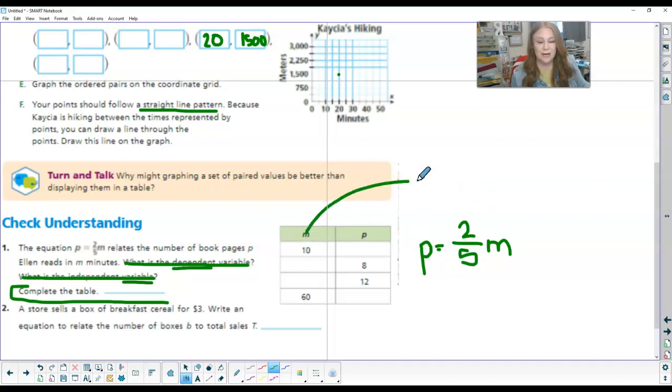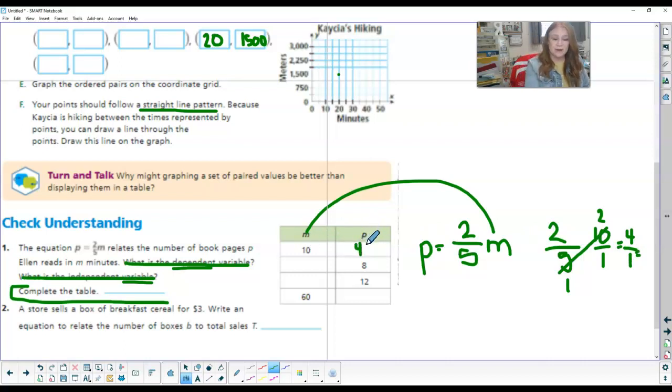So we know, if M is 10, that means I have 2/5 of 10. And then I can even simplify these. 5 goes into 5 one time and into 10 two times. 2 times 2 is 4 over 1, which just equals 4. So that means after 10 minutes, they've read 4 pages.